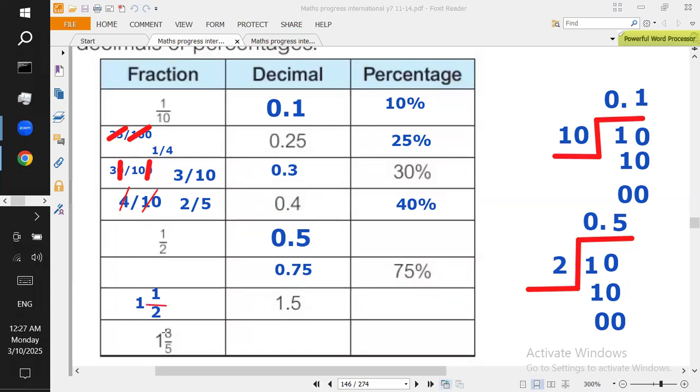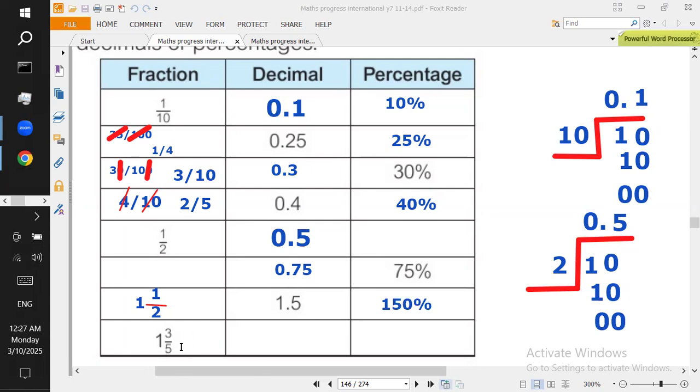Here, same idea, 1 and 3 over 5. I need to turn this into a decimal. So before we talk about this, let's continue this. So 1.5, if you want to turn this into a percentage, you multiply it by 100. So basically, when you multiply anything by 100, you get the percentage. Same idea here, 1.5 times 100 is going to be 150%.